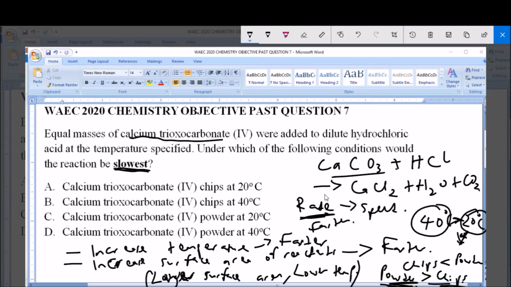So it's safe to say that the slowest condition for the reaction will be when the reaction takes place at 20 degrees Celsius, which is the lower temperature, and also when the reactant calcium trioxocarbonate(IV) is in chips, which has a lower surface area. So at 20 degrees Celsius and in chips, that is option A, calcium trioxocarbonate(IV) chips at the lower temperature, which is 20 degrees Celsius. So option A is the correct answer to this question.